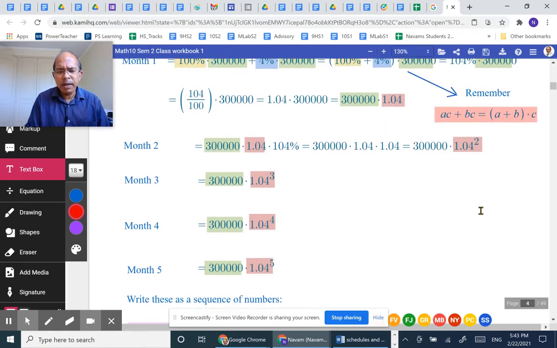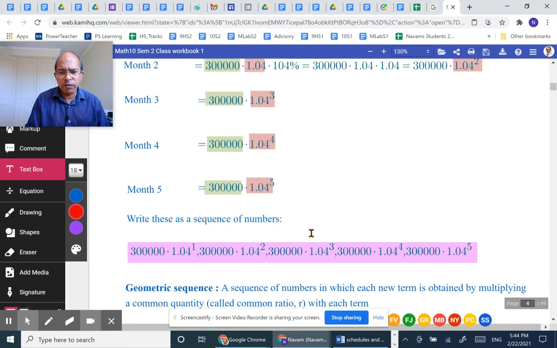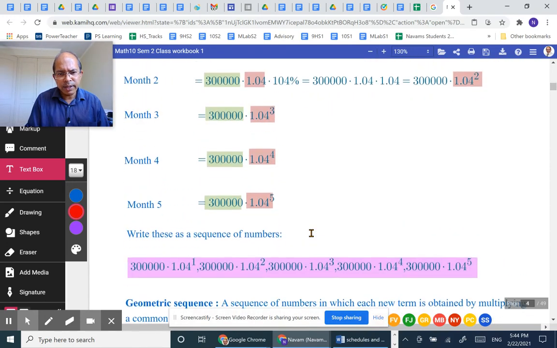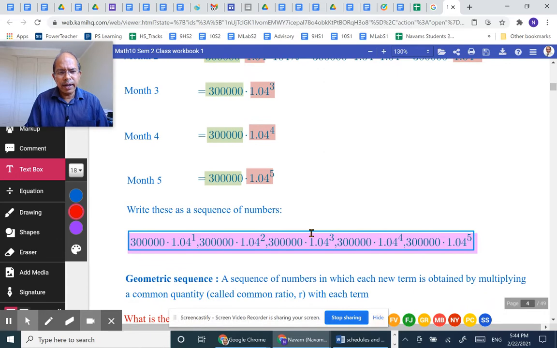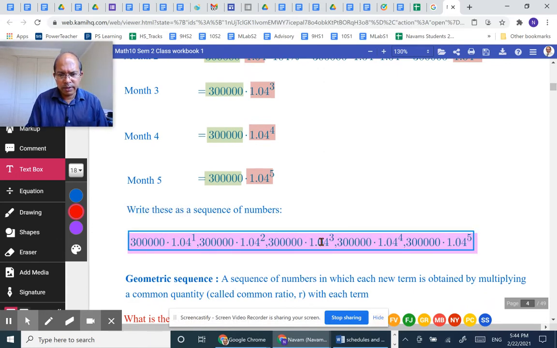Extending this same argument to the following months, at the end of month 3, you will have 300,000 times 1.04 to the power 3, and so on. So at the end of month 5, you have 300,000 times 1.04 to the power 5. Now let's write all these amounts at the end of the months in an order. You can see the amounts written here.